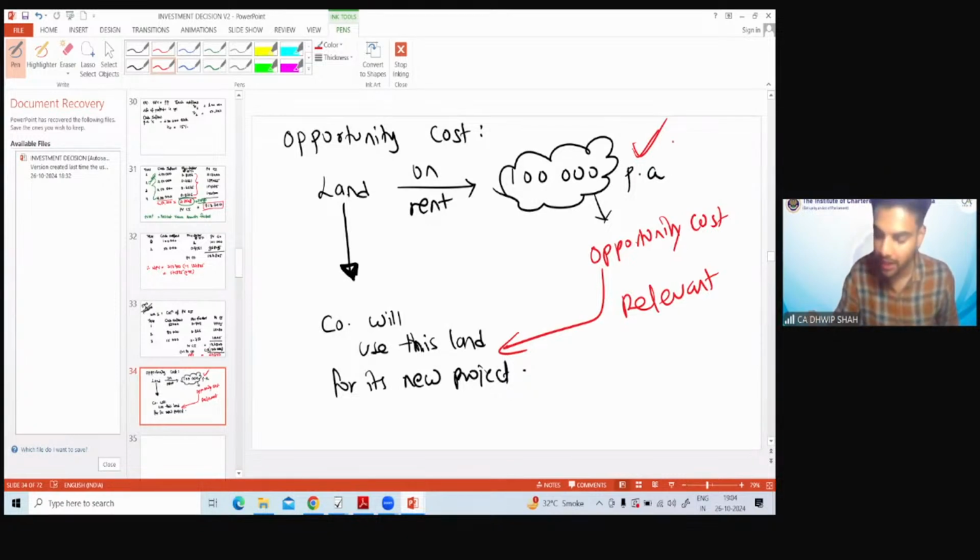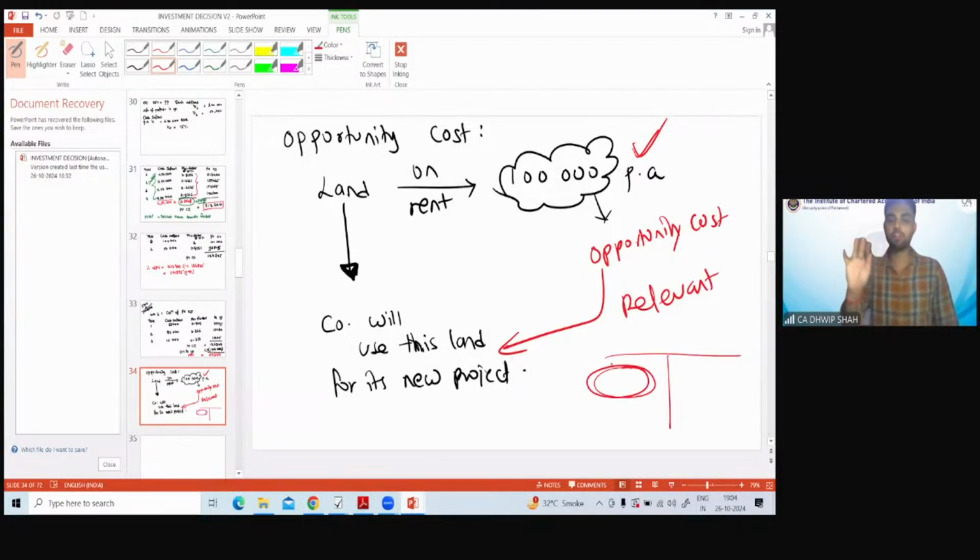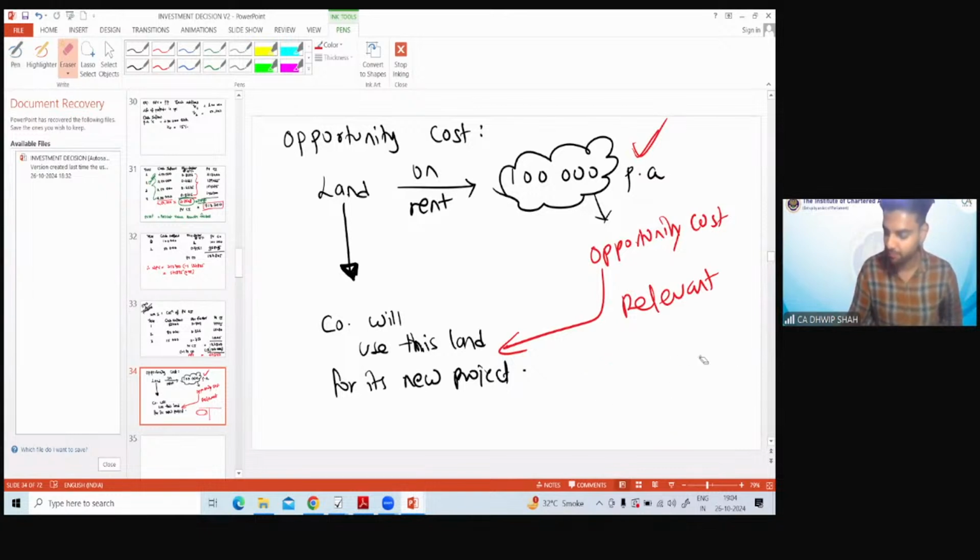Yes, this is not an accounting cost. आपके accounting income statement में ये cost नहीं आएगा. This cost will not be reflected. But as far as financial management is concerned, it is relevant for us. Opportunity cost is always relevant under financial management. Is everyone following? So opportunity cost is always an outflow to the company. So this is the crucial aspect that I need to discuss with you all.